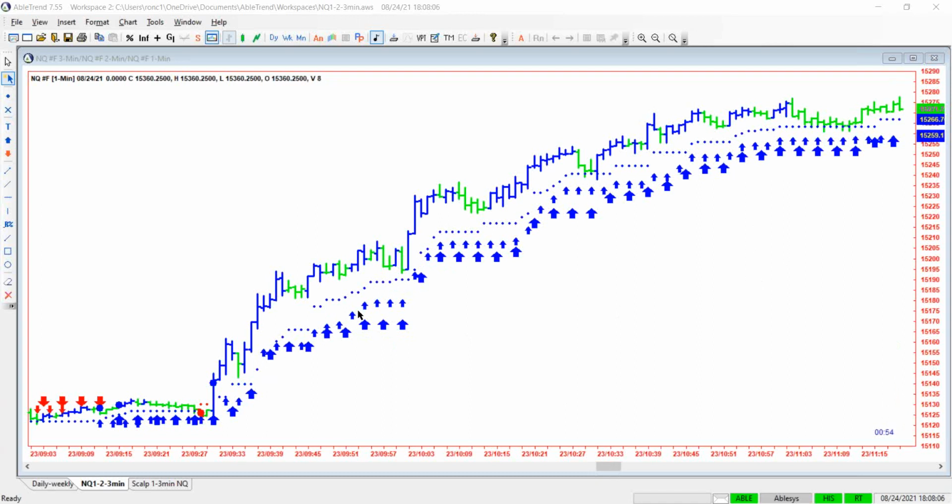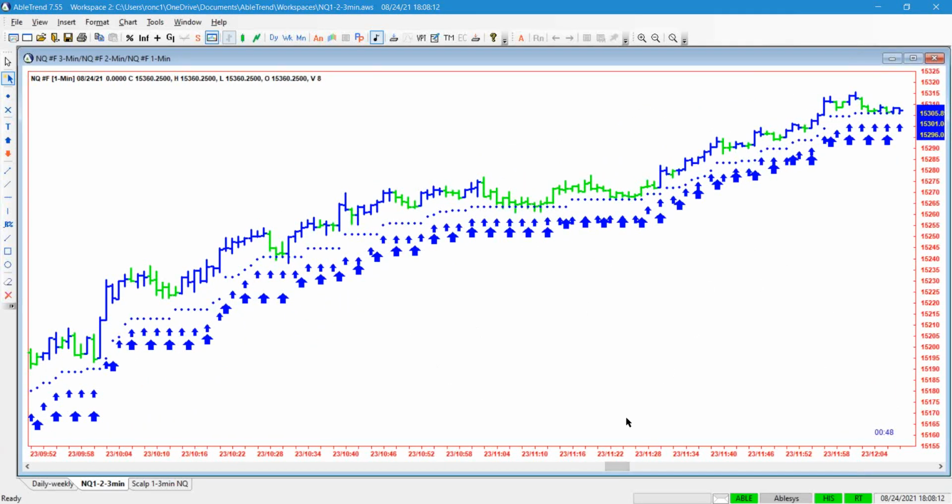They're all blue. There isn't a red bar, a red dot, or a red arrow for like the first 2 hours of trading. Stay in the trade. You're safe. And here's the sweet spot. If you missed the beginning, or you got stopped out, there's the sweet spot. Once the price comes down and hits the blue dot, the next blue bar is the sweet spot.